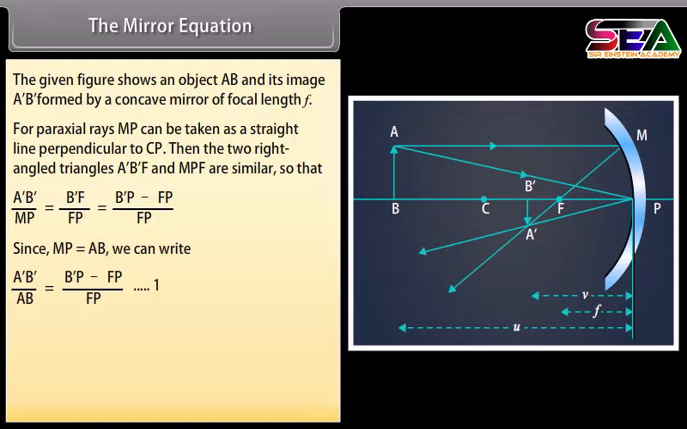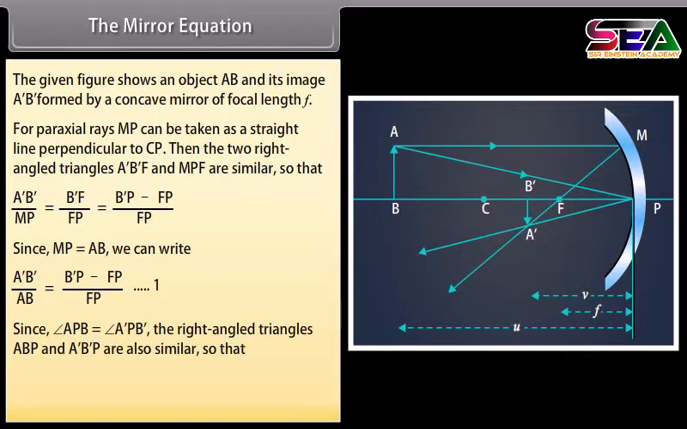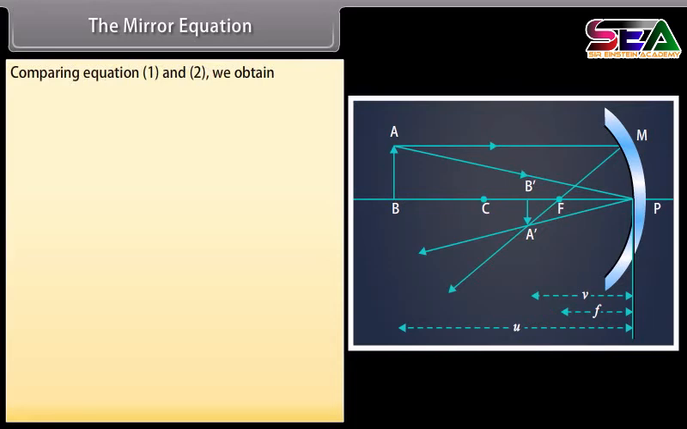Name it as 1. Since angle APB is equal to angle A'PB', the right-angled triangles ABP and A'B'P are also similar, so that A'B' by AB is equal to B'P by BP. Name it as 2. Comparing equations 1 and 2, we obtain (B'P minus FP) by FP is equal to B'P by BP.